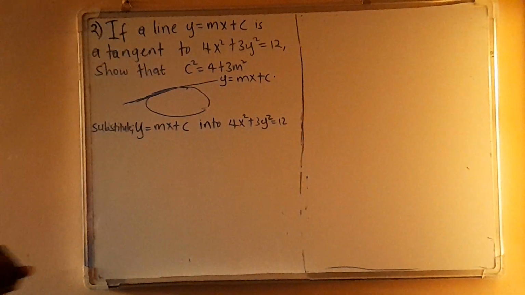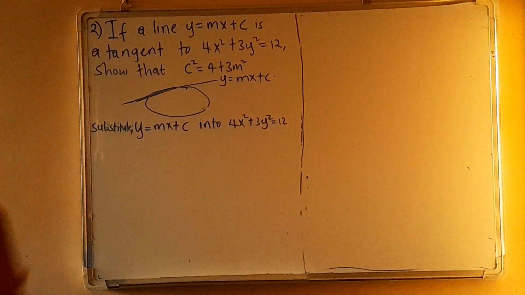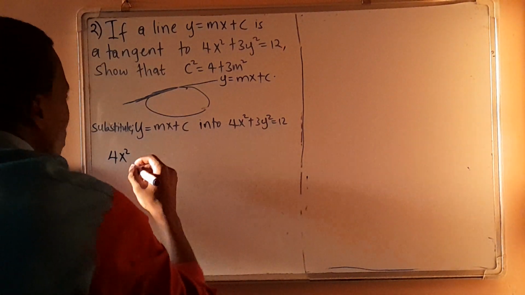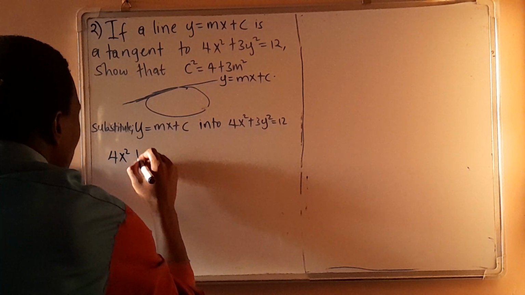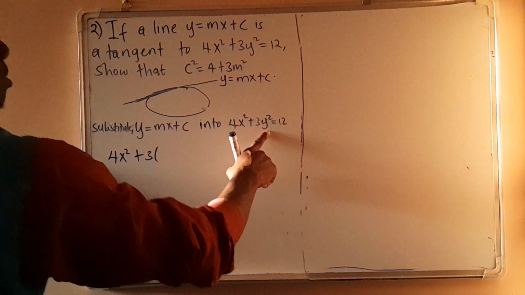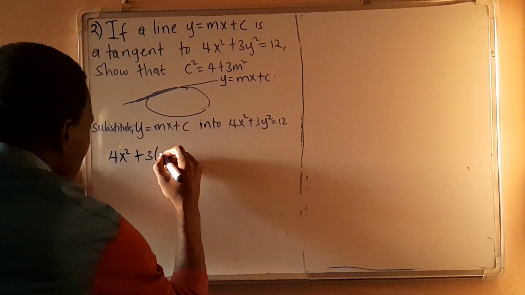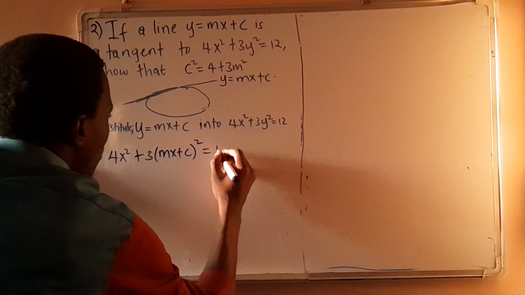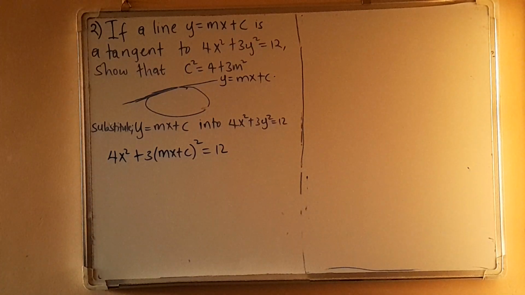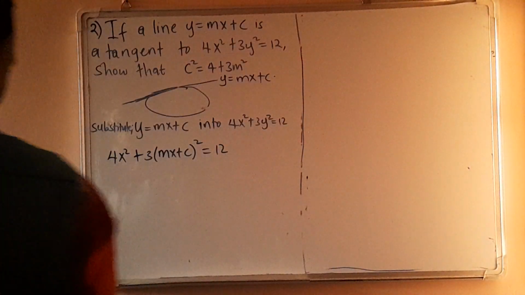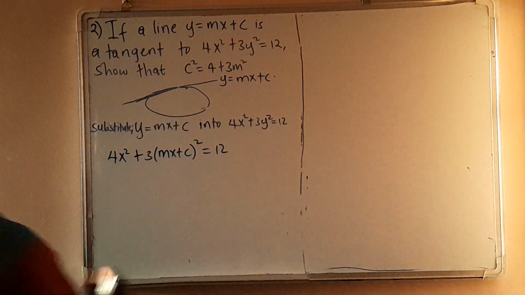Why am I substituting? Simply because they intersect. So 4x squared, where there is y, I'm going to substitute something, then plus 3, where there is y, I'm substituting mx plus c, but squared is equal to 12. Observe that you can also substitute x. You can come here, make x the subject, then substitute it there. So let us try to simplify.